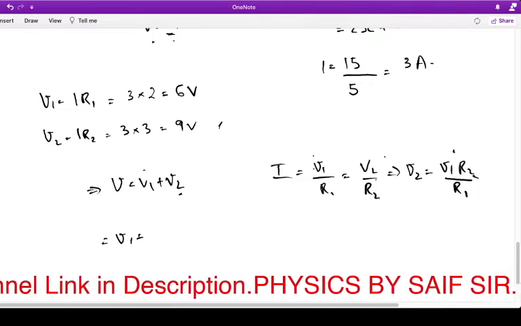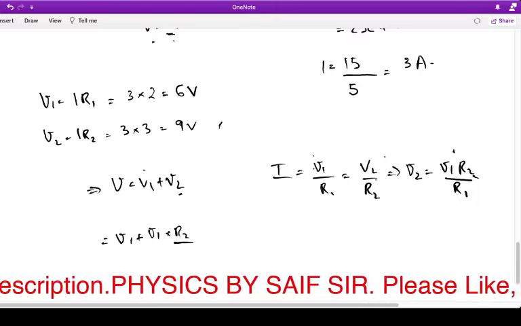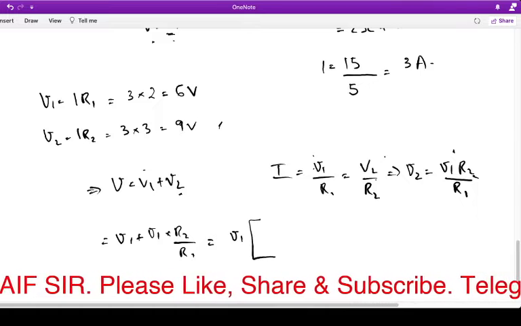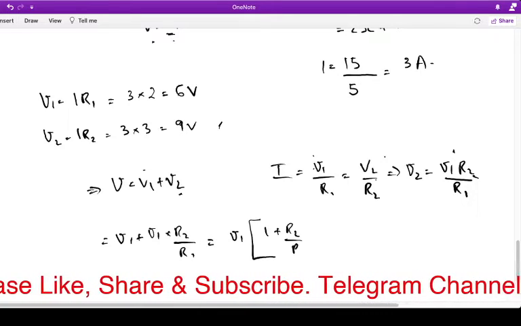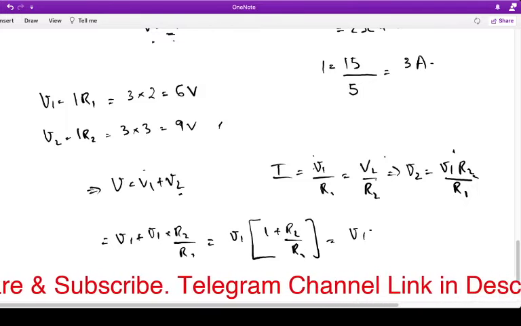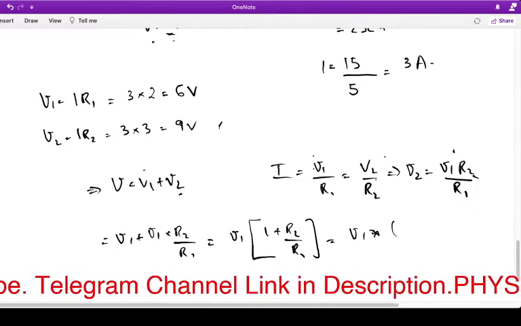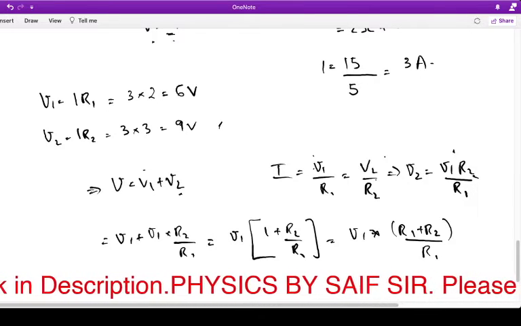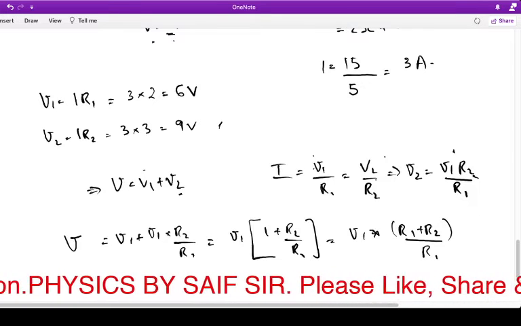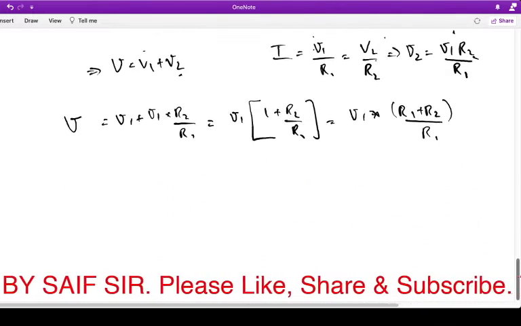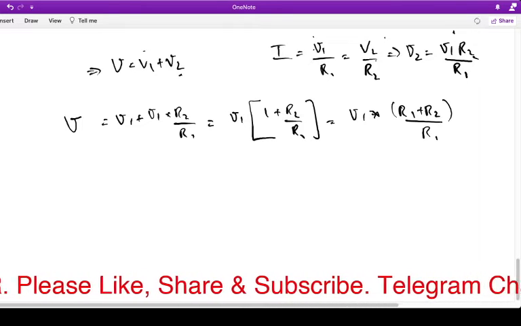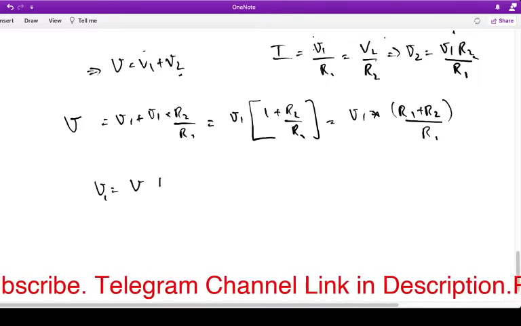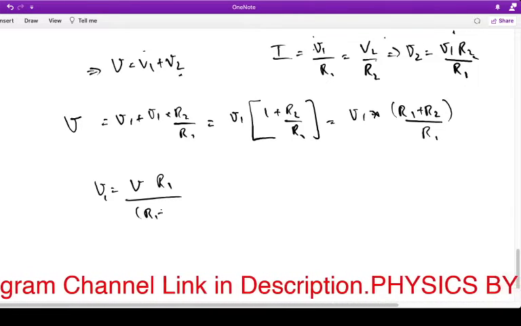V is equal to V1 plus V1 into R2 by R1. Now take the V1 term common: V1 into 1 plus R2 by R1, which is V1 into R1 plus R2 by R1. This is what the potential difference is equal to. Now you can write this as V1, just cross multiply, V1 is equal to V into R1 by R1 plus R2.